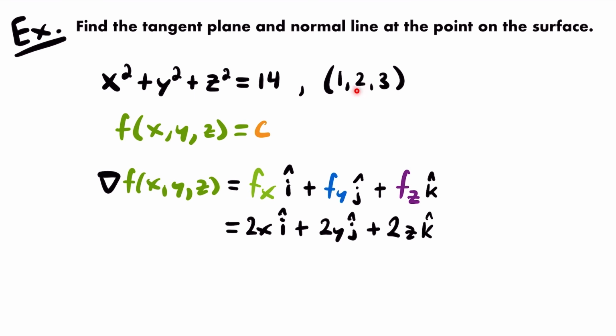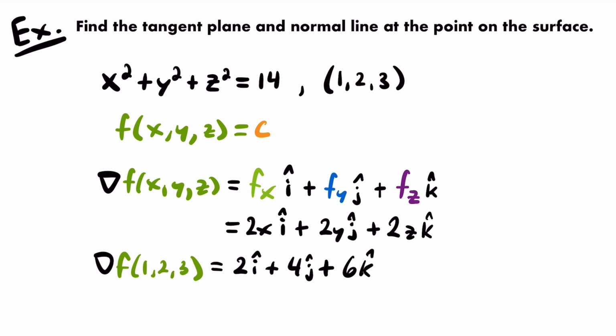We just have to plug in those coordinates into the gradient vector. So doing that here, we'll have del f of (1, 2, 3), and that will be equal to 2 times 1, which is 2. So we get 2i plus 2 times y, so 2 times 2, which is 4, times j, plus 2 times z, which will be 2 times 3, and that is 6.